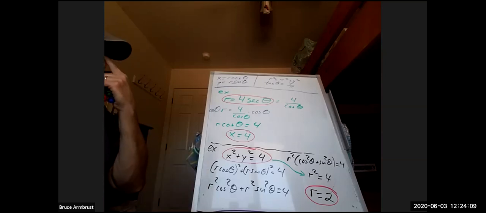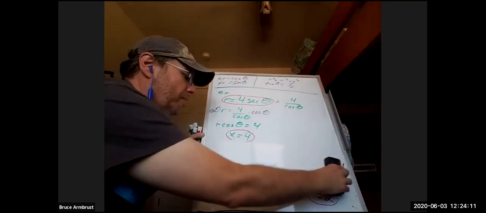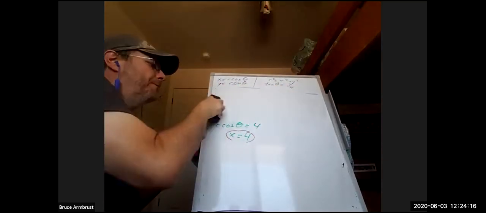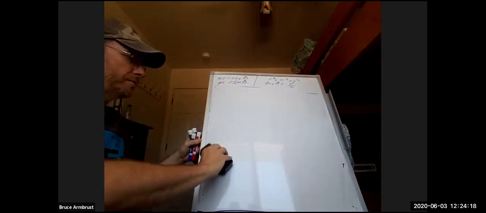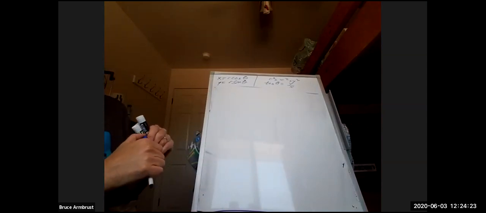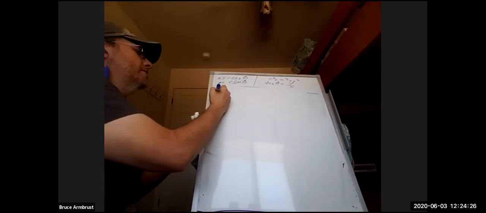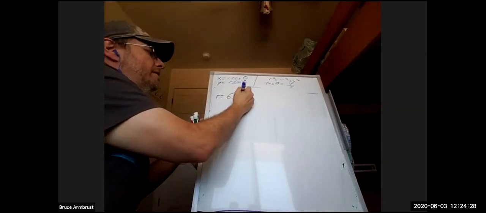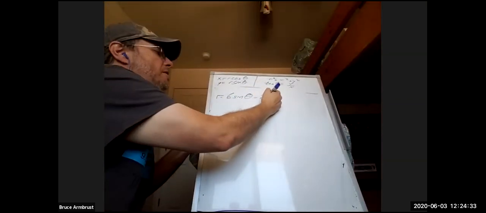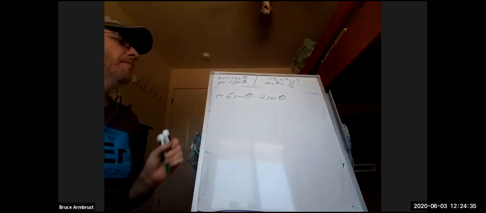So let me show you another one. I'm going to need more space, so I'm going to start back up here. All right, so let's try this. Let's say that we've got r equals 6 sine of theta minus 2 cosine of theta. And again, let's convert this back to rectangular. Let's get this in terms of x's and y's.